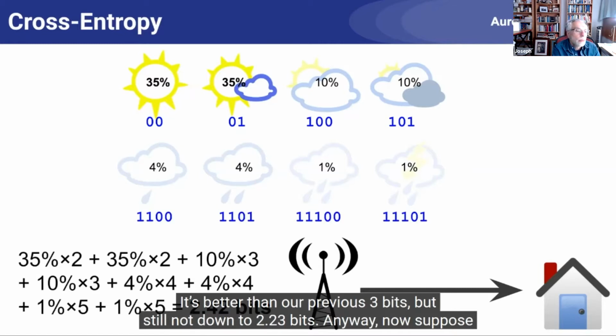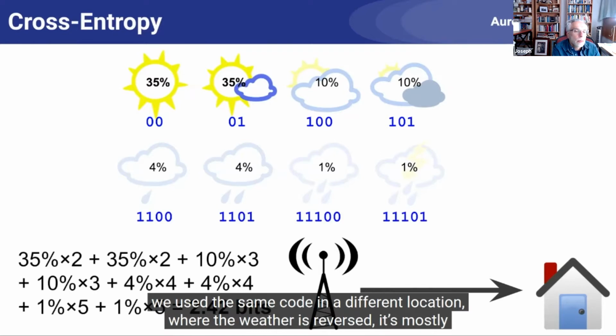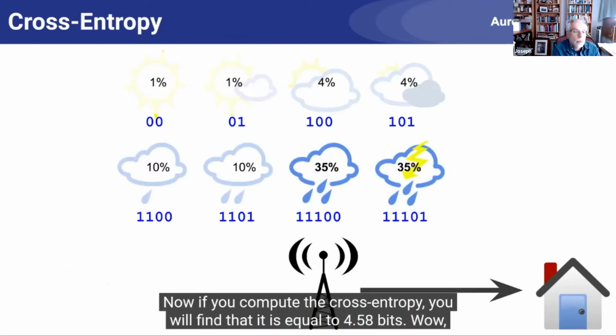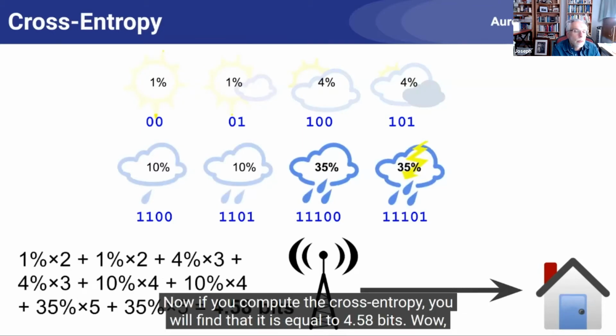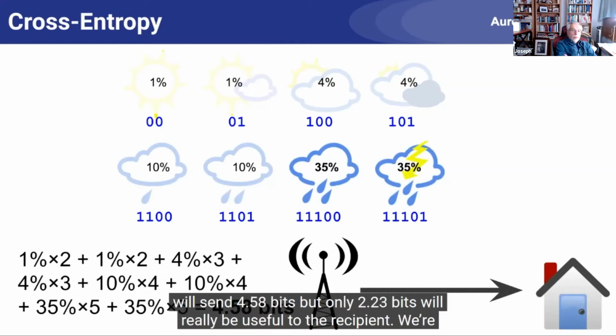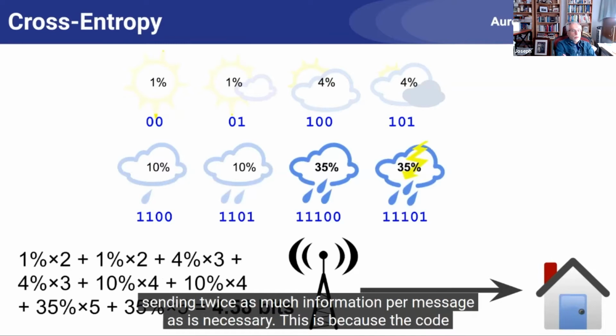Anyway, now suppose we use the same code in a different location where the weather is reversed. It's mostly rainy. Now, if you compute the cross-entropy, you will find that it is equal to 4.58 bits. Wow, that's really bad. It's roughly twice the entropy. In other words, on average, we will send 4.58 bits, but only 2.23 bits will really be useful to the recipient. We're sending twice as much information per message as is necessary.